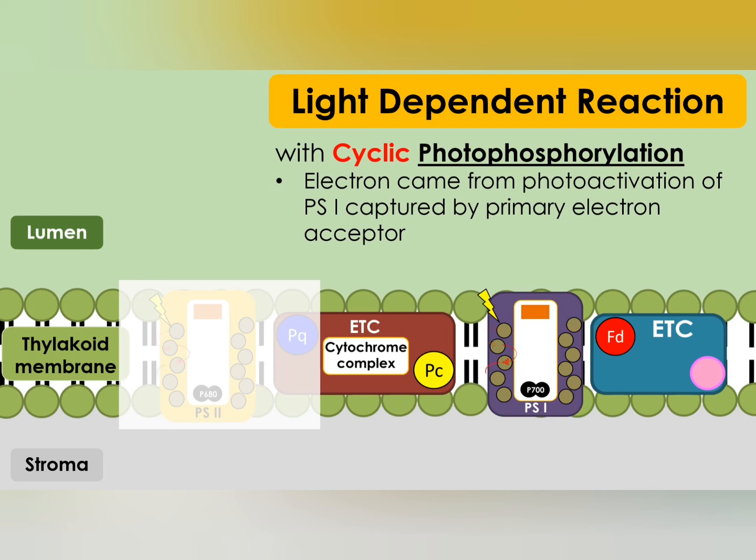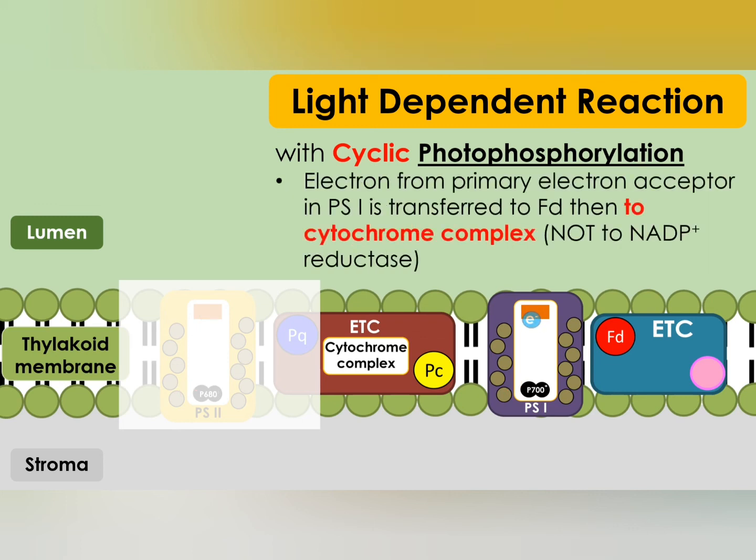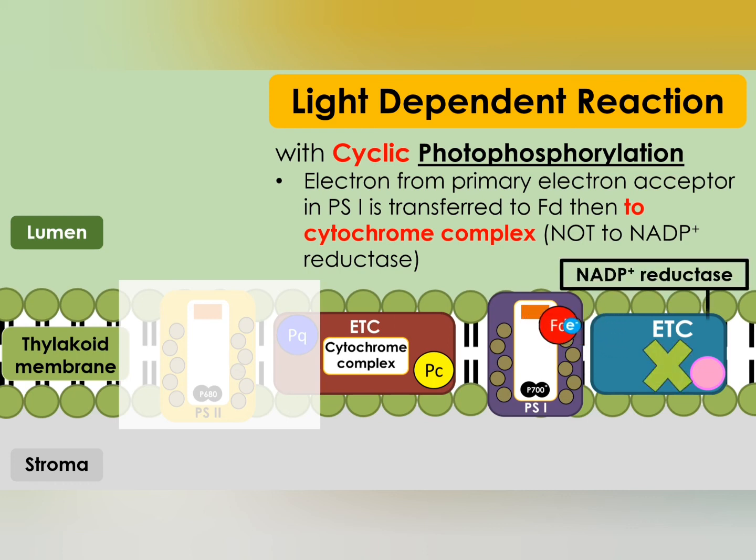Cyclic photophosphorylation will only involve PS1 and not PS2. The electron captured by the primary electron acceptor of the photosystem 1 will be transferred to ferredoxin and then to the cytochrome complex instead of to the NADP+ reductase as we saw in the non-cyclic photophosphorylation. From cytochrome complex, the electron will be passed to plastocyanin and then eventually to P700+.